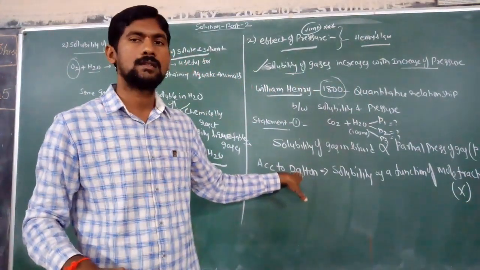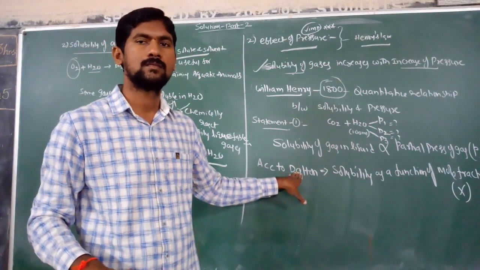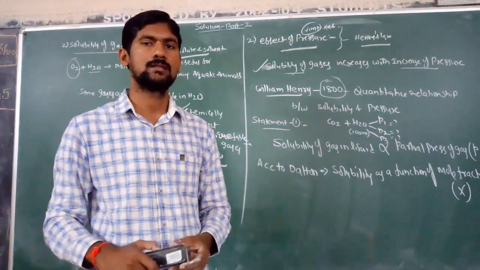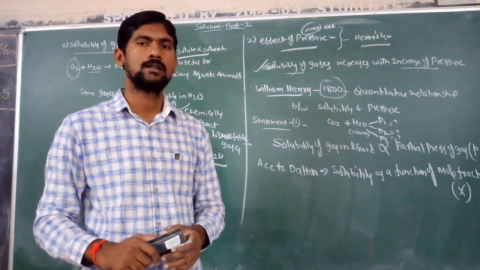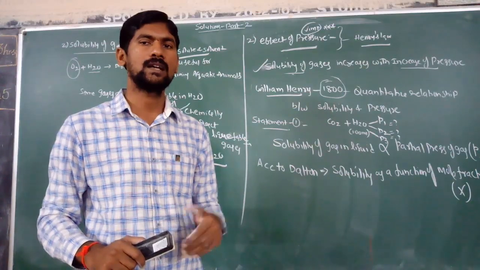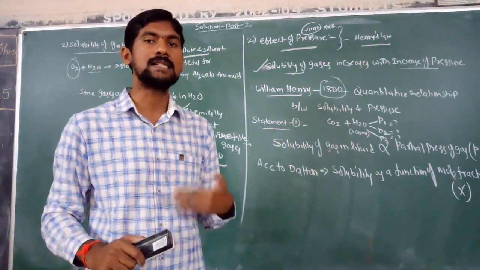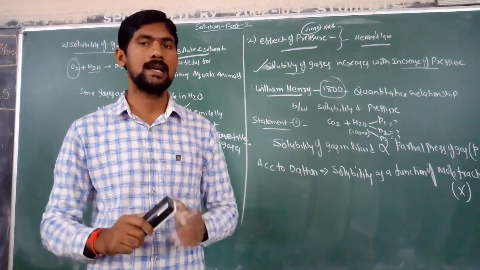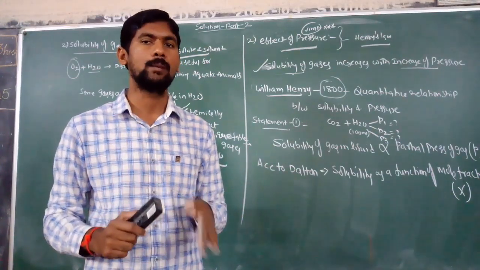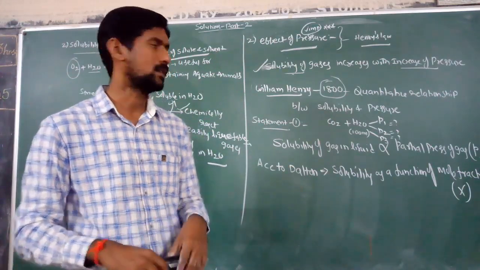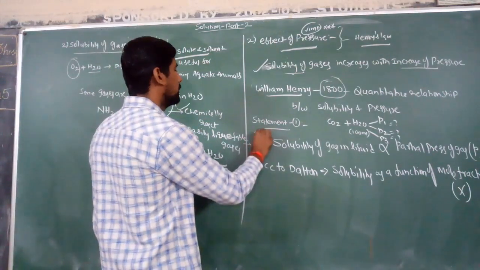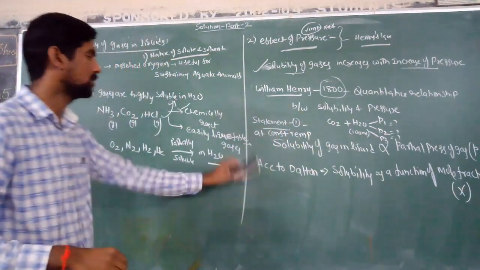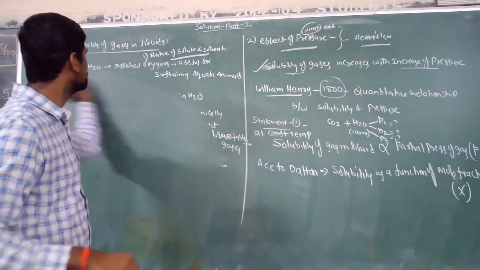Dalton, a scientist, first proposed how solubility varies with mole fraction. According to Dalton, solubility is a function of mole fraction. Solubility is measured in terms of mole fraction. Then only do we know how much carbon dioxide gas is soluble in water at a given temperature. At constant temperature only can we study Henry's law.